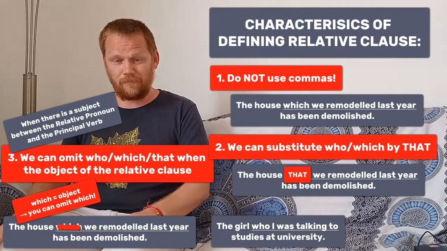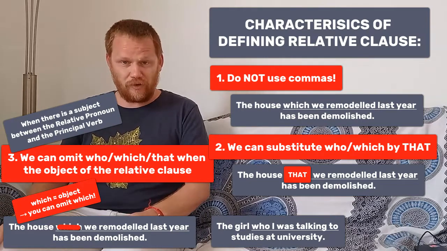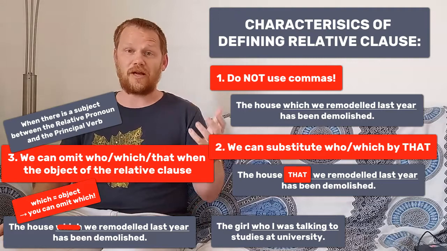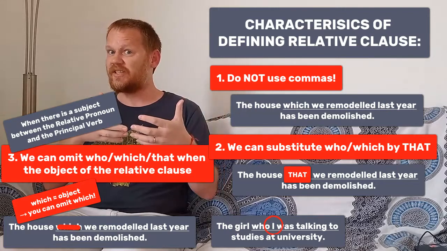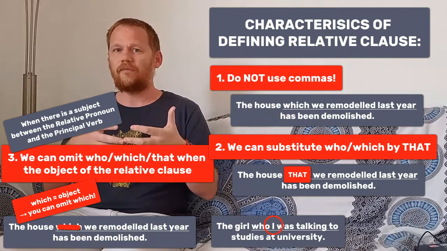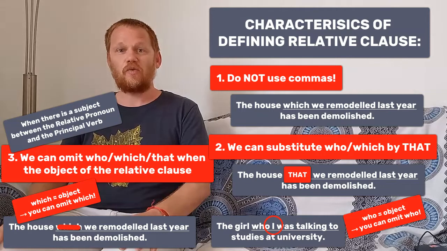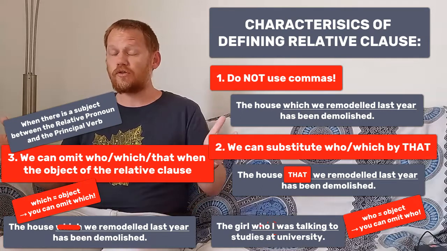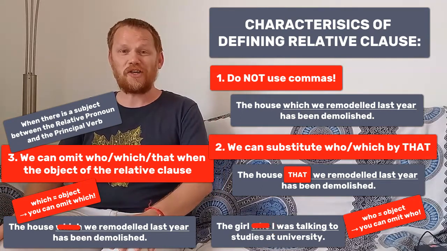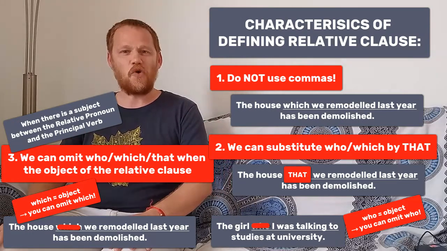Another example. The girl who I was talking to studies at university. So here we have the relative pronoun who and the principal verb, I was talking to. So you see there is a subject, I, in between, which again implies that who is the object, which means that we can omit it, we can leave it out. So we could also say the girl I was talking to studies at university. So you see, we leave out the relative pronoun who, okay?